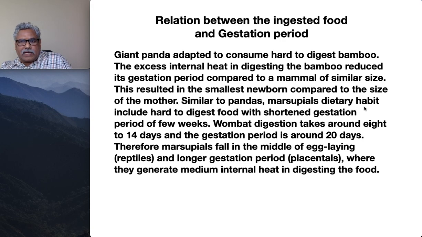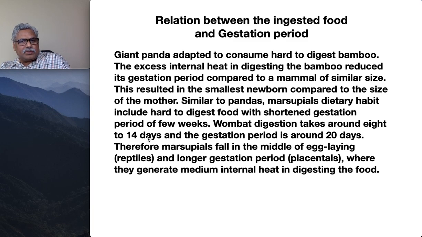Similar to pandas, marsupials' dietary habits include harder-to-digest food, with a shortened gestation period of a few weeks. Marsupials also eat very low-nutrient food, so they need to eat a lot of food and use more acid to get the nutrients from those leaves, and that ends up generating more heat. That's why they adapted to a shorter gestation period. Wombat digestion takes around 8 to 14 days. For that many days the acid keeps generating heat, breaking down the food and taking the nutrients from it. If gestation continued for that long, it would affect the fetus.